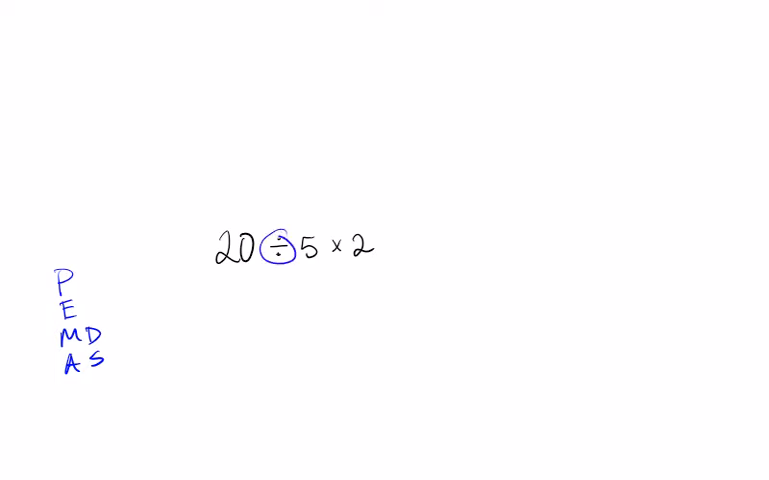And so here we actually want to divide first. 20 divided by 5 would be 4. And then we bring down the multiplied by 2. And then we can actually multiply 4 times 2, and we get 8 as our final answer. Okay, so watch out for that.